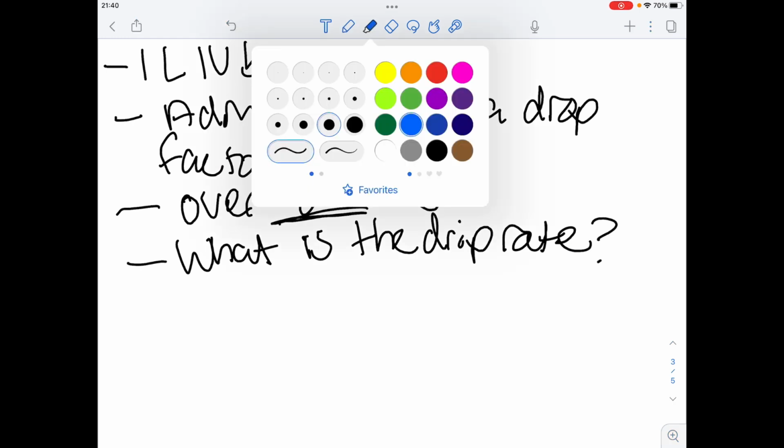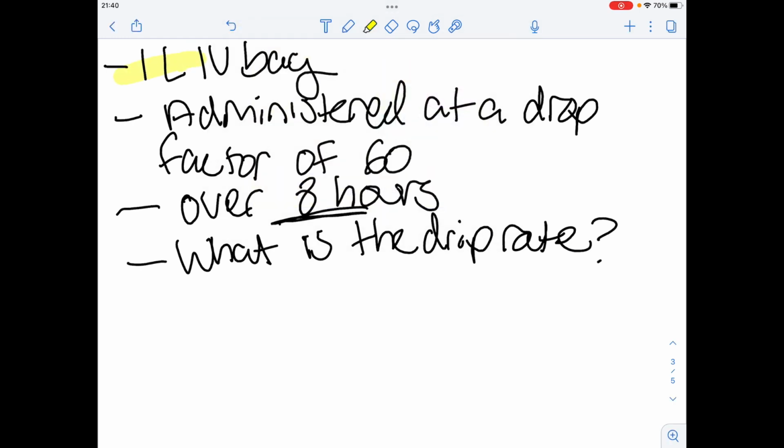But first, I already see that there's something else we need to do. Right here, we're given 1 liter. And we're supposed to fill in for milliliters. So we need to convert this. So I'm going to use my metric conversion acronym. King Henry died by drinking chocolate milk.